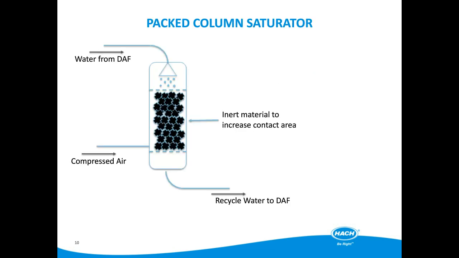In the packed saturator, clarified recycled water from the DAF is passed down a column packed with inert material. Compressed air is introduced into the saturator at a pressure of around 4 to 6 bar. This process of passing water over the inert material increases the surface area of the water in contact with the compressed air within the vessel, saturating the water with air. Ideally, this operation should happen at as low a temperature as possible, which increases solubility of gas within the water.